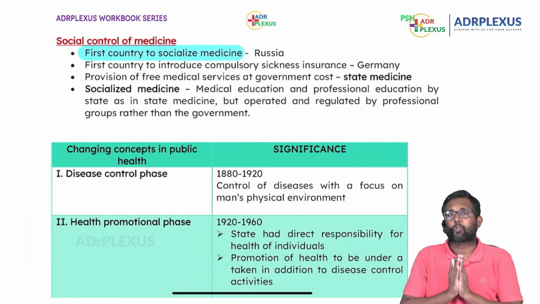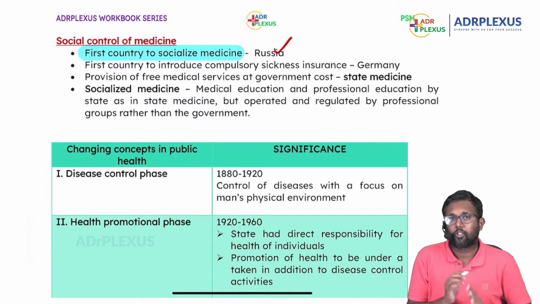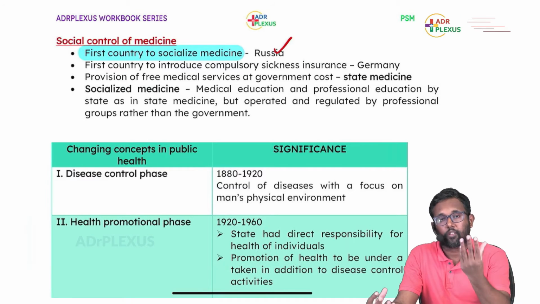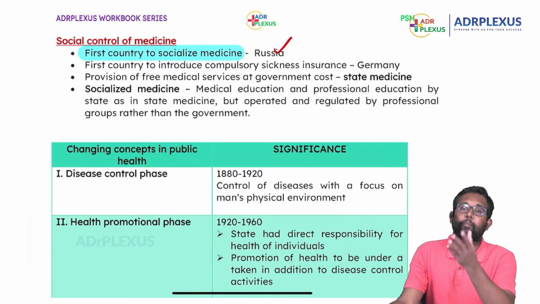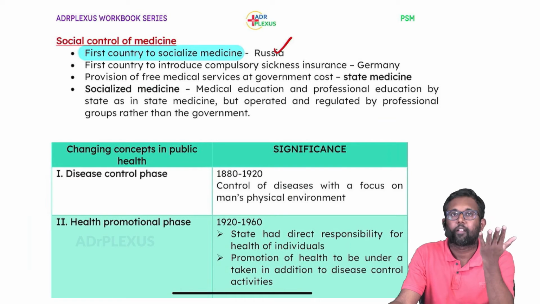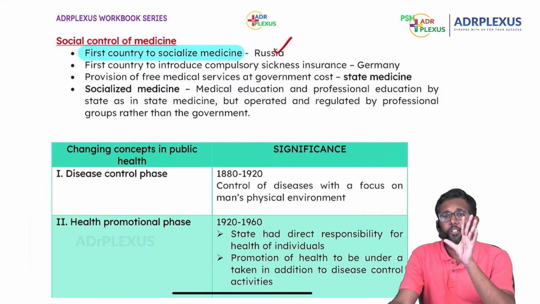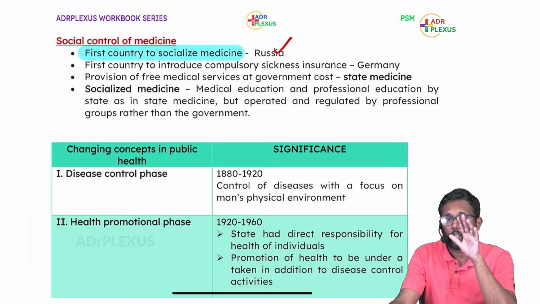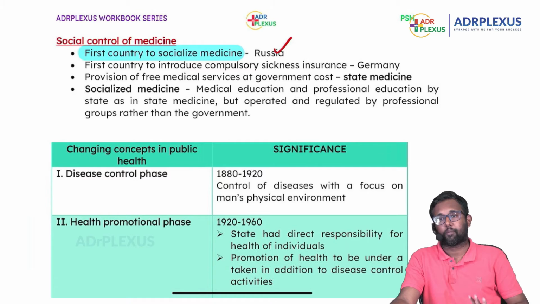The first country to socialize medicine was Russia. What is meant by social medicine? Social medicine means everybody should get everything. For this, people can pay insurance, like health insurance. At that time there will be no private providers, and everything will be directly provided by the public. That type of thing was called social medicine. In Russia there were mostly no private operators, only government. Whatever problem you have, only a government hospital. That is called socialized medicine.